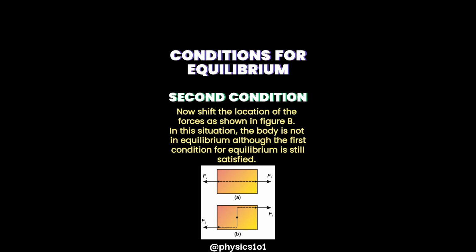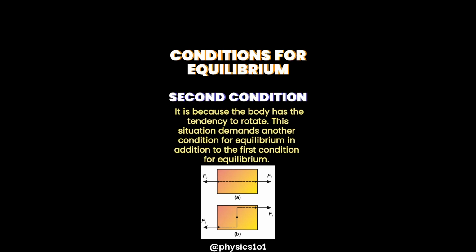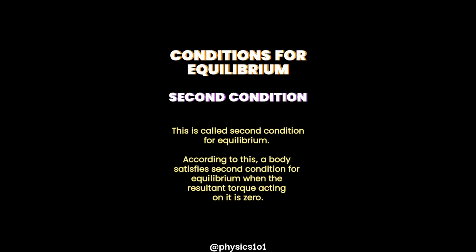Now shift the location of the forces as shown in figure B. In this situation, the body is not in equilibrium although the first condition for equilibrium is still satisfied. It is because the body has the tendency to rotate. This situation demands another condition for equilibrium in addition to the first condition for equilibrium. This is called second condition for equilibrium. According to this, a body satisfies second condition for equilibrium when the resultant torque acting on it is zero.